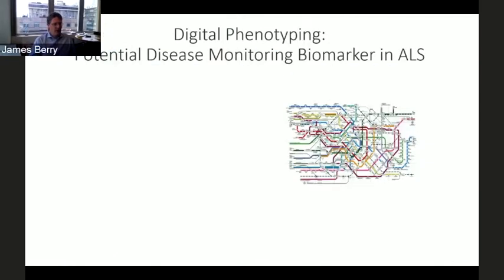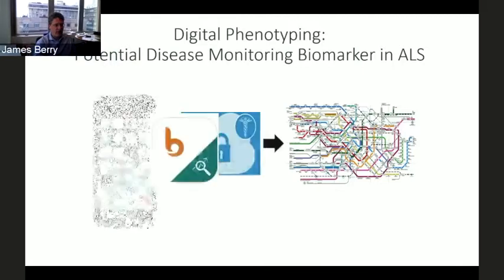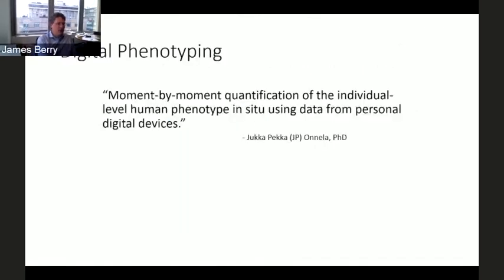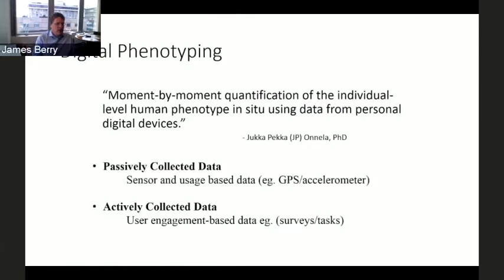So one of the things that we're doing to try to address this sort of phase 3 monitoring is disease monitoring biomarkers using digital phenotyping. And so this is, in one form anyway, an app on a phone, but there are lots of forms of this. It's really the moment-by-moment quantification of individual level human phenotype in situ using data from personal digital devices. This is a definition from J.P. Onnela, a partner at the School of Public Health on these projects. And we can divide this into two forms of data: passively collected data. This is sensor data, usage-based data.